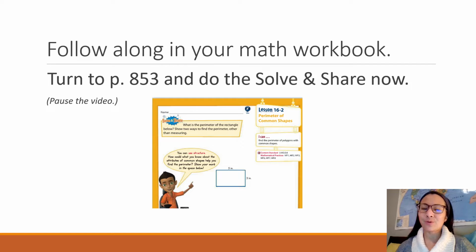Follow along in your math workbook. Go ahead and turn to page 853 and do the solve and share. Please pause the video while you're working on it. Remember, it says show 2 ways to find the perimeter other than measuring. So don't get out a ruler and measure all the way around. Find 2 different ways to find the perimeter of the rectangle shown.